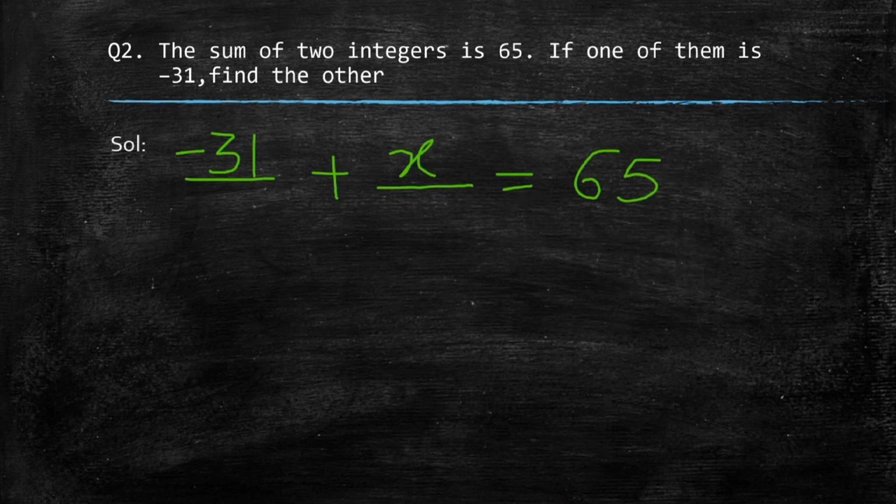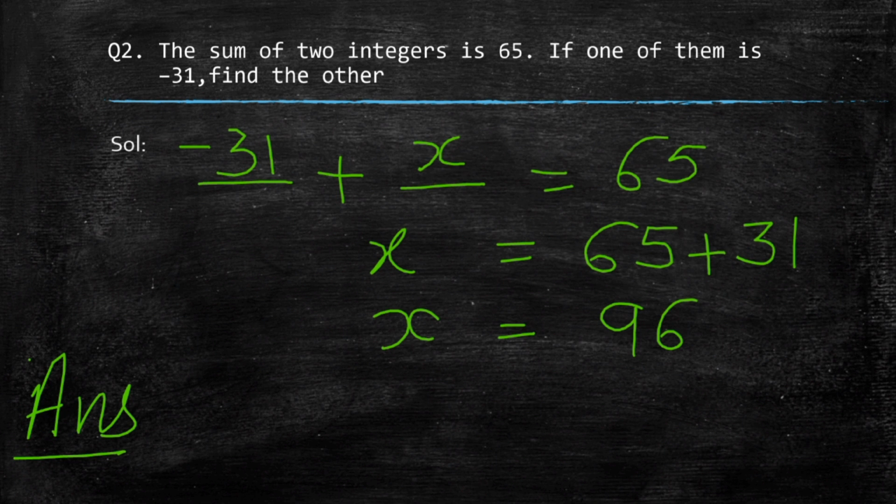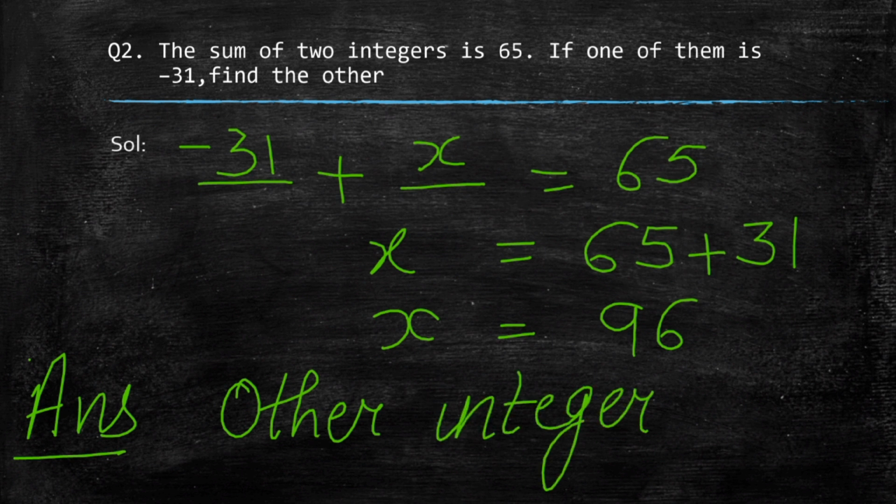Now again, x plus minus 31. This minus 31 you are going to take on the right hand side, and you know the condition that the sign is going to be changed. Minus 31 right side में जाके बन जाएगा plus 31. Now you can add simply, it is 96. x is equal to 96. Hence the answer is, the other integer is 96.